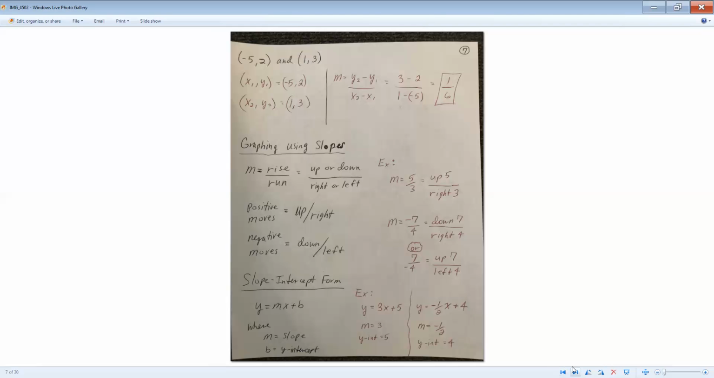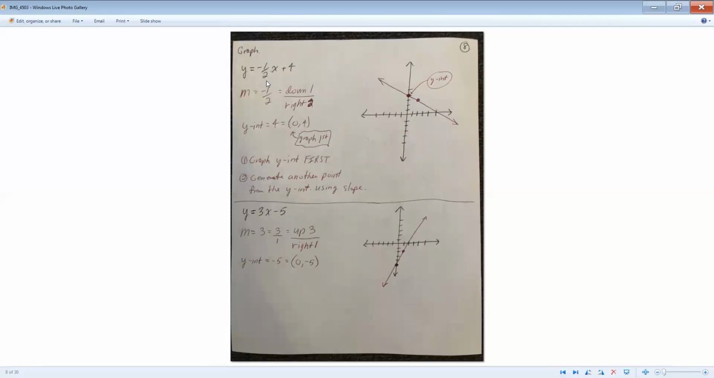All right, so let's use that information to graph. If I have y equal to negative 1/2 x plus 4, that means my slope is negative 1/2. That's negative 1 over positive 2, so I will go down 1, right 2. My y-intercept is 4. And don't forget, the characteristic of all y-intercepts is that x is equal to 0. So the coordinate of a y-intercept that is 4 would be 0, 4.